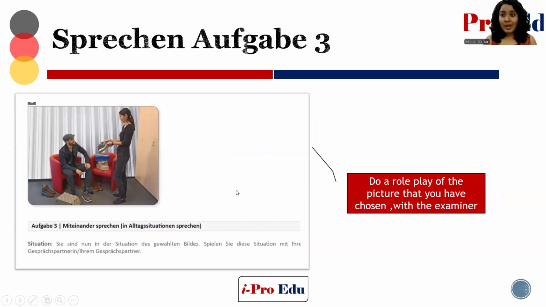Now, if you have gone through Aufgabe 2, you know that you've chosen a picture. For the picture that you have chosen, you have to do a Gespräch, or else a conversation, with an examiner in Aufgabe 3, that is in task 3. You get to choose the role that you want to play and you have to do the Gespräch with the examiner. Make sure that it is a well thought-out Gespräch. When you have time in the preparation room, make sure that you think what you could say, what you do not need to say, what should be said.